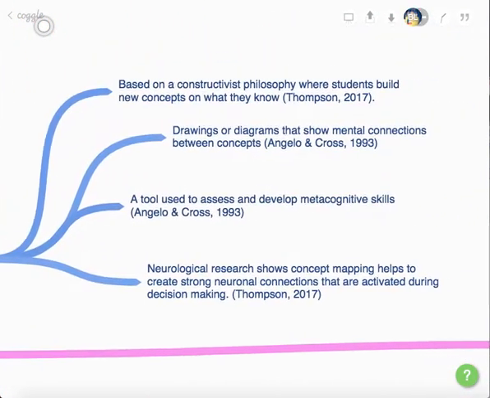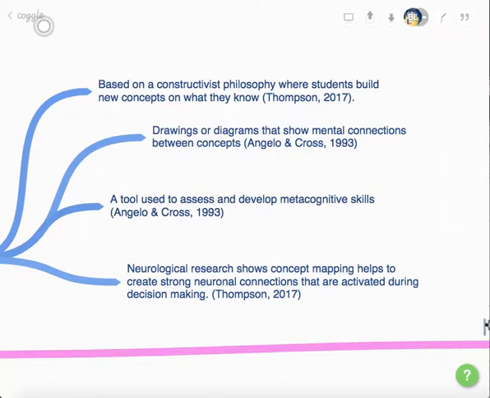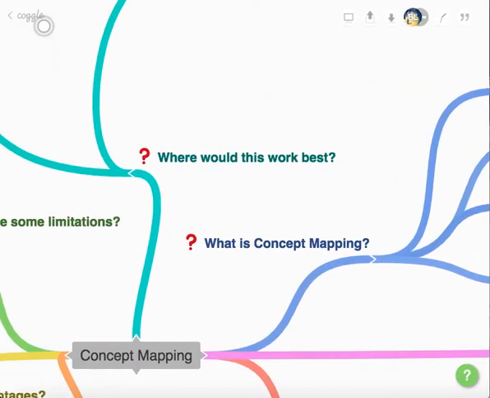There are many different ways to do a concept map, which is a tool used to assess and develop metacognitive skills. It's a visual mapping of mental connections between different concepts that the instructor is trying to teach. It's based on a more constructivist philosophy of learning, where students continually build on their previous knowledge. Neurological research has shown that these concept maps help create strong neural connections in the brain that can be relied upon to be activated during decision making, which is a topic I'll get into a little bit later.